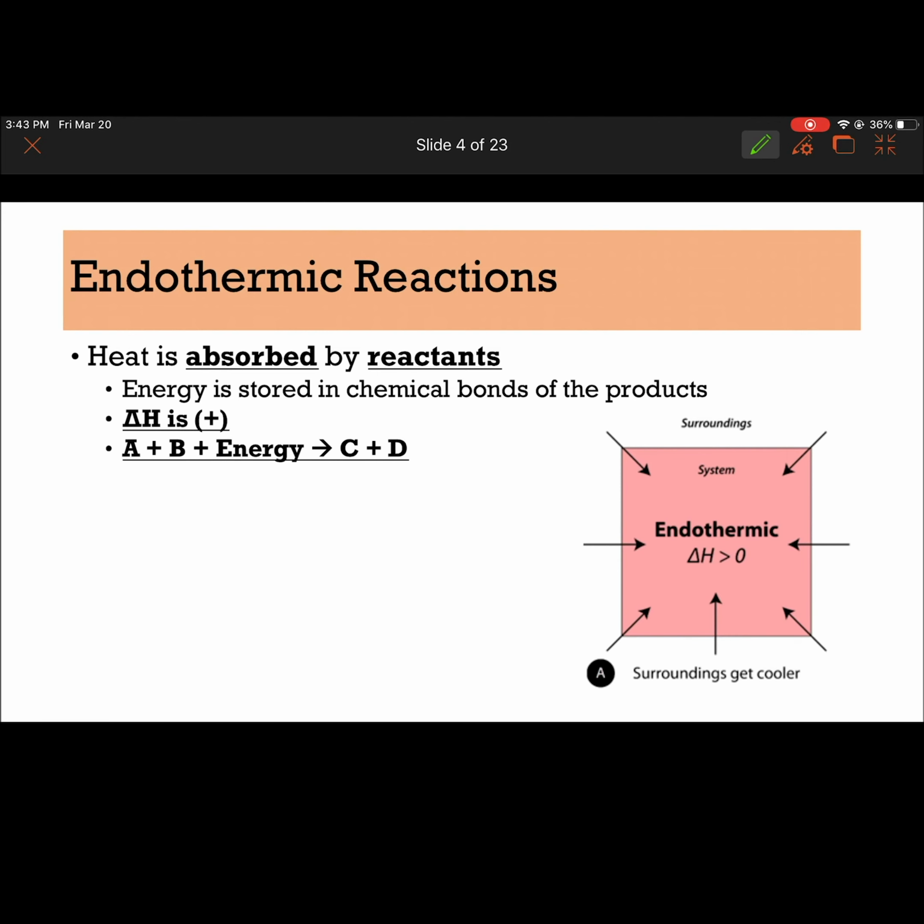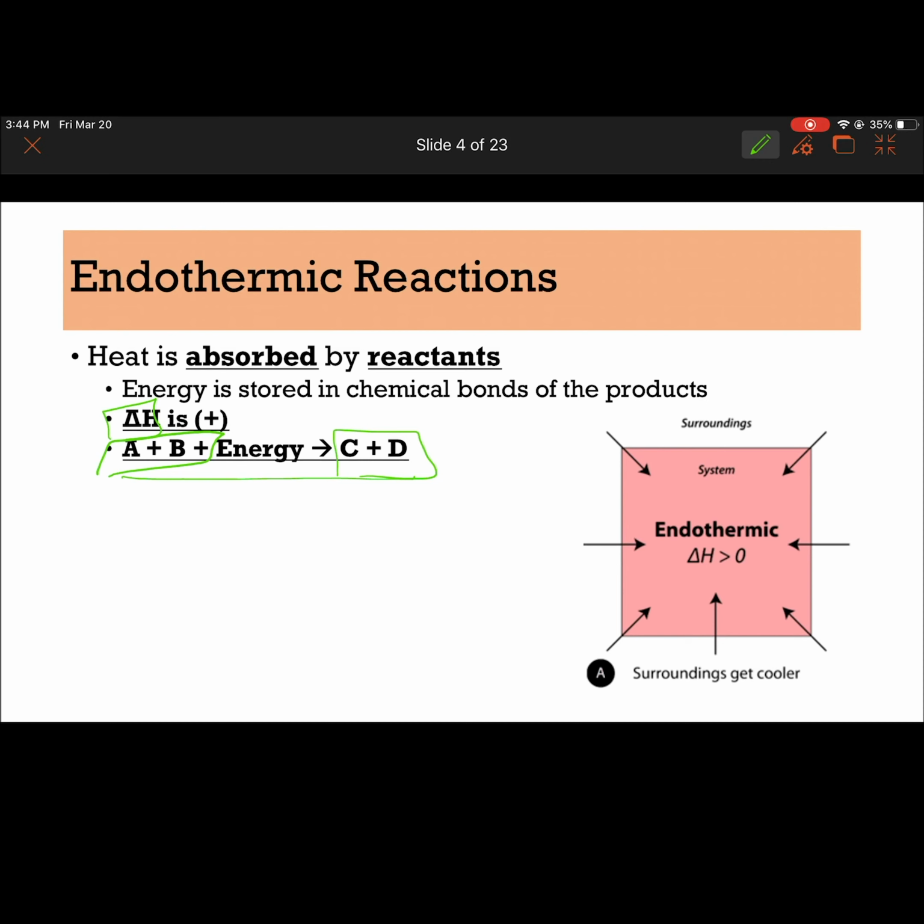Going into endothermic reactions: this is when heat is being absorbed, and it's being absorbed by the reactants. Again, you have your reaction down here. Your reactants are before the arrow. Your products are after the arrow. All this energy that's being absorbed by the reactants is stored in the bonds of the products. So if you calculate delta H, final minus initial, so products minus reactants, that delta H value is going to be positive. We'll work through an example on the next slide.